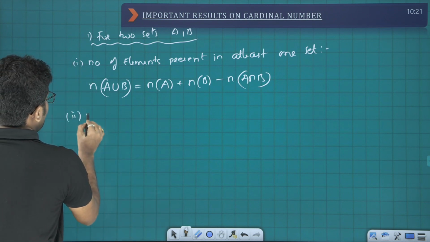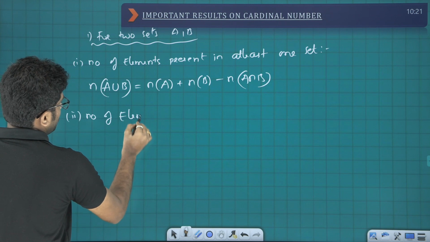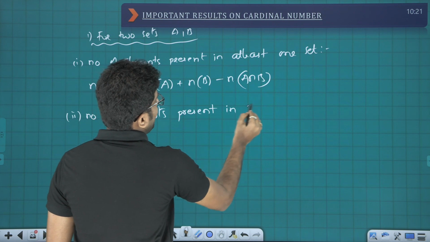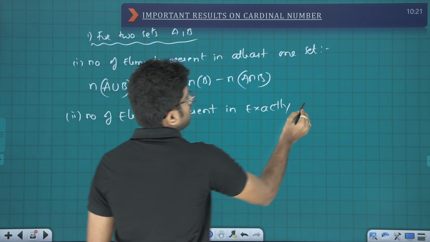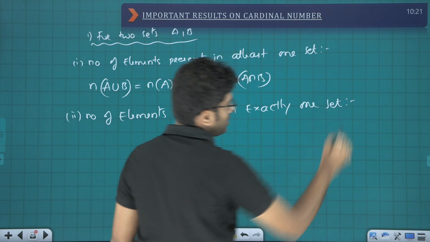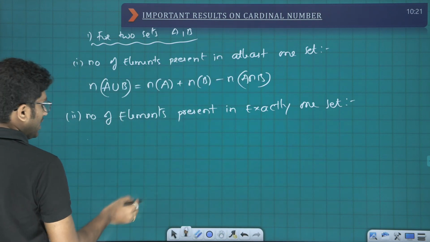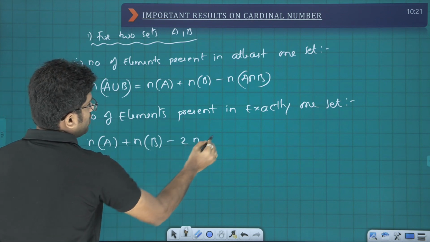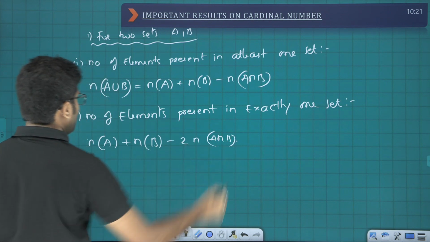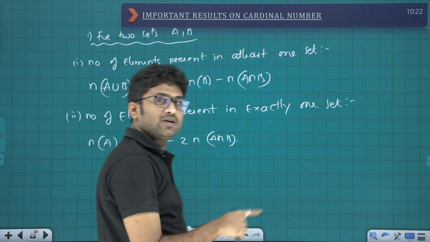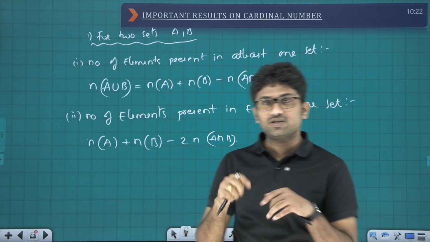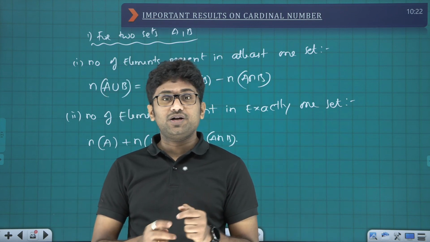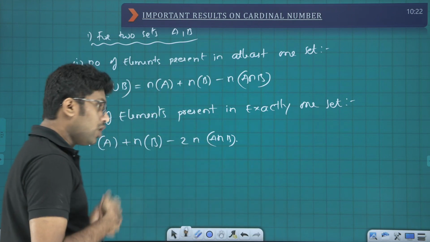Next, number of elements present in exactly one set. In exactly one set, we write this as n of A plus n of B minus twice n of A intersection B. Number of elements present in exactly one set. This we use in sets, this we use in permutation combination, this we use in probability also. The principle of inclusion and exclusion from permutations and combinations we derived from this only. We got it from this.